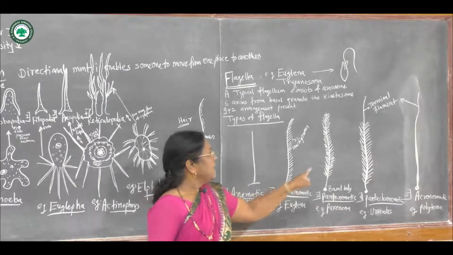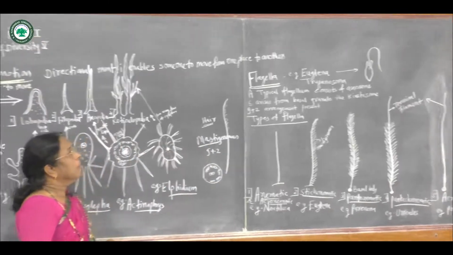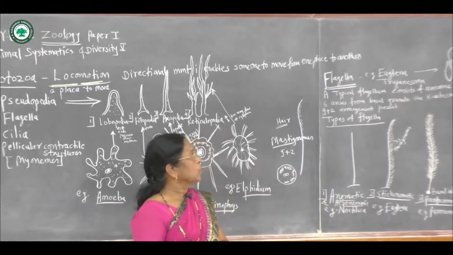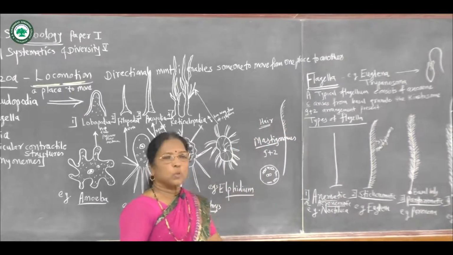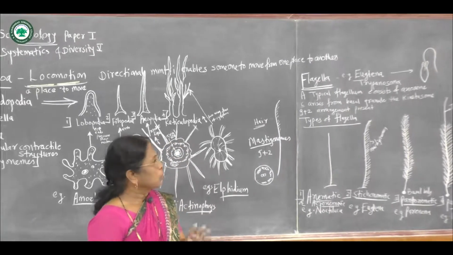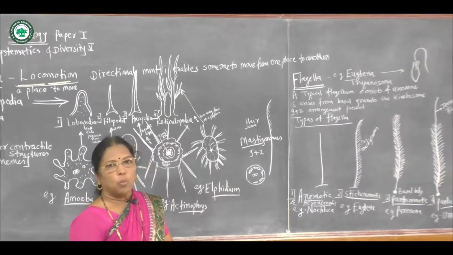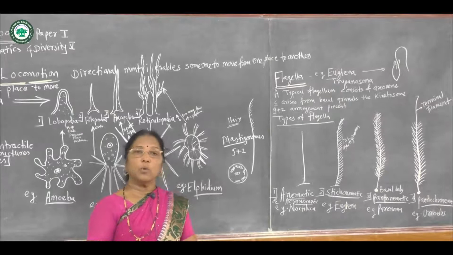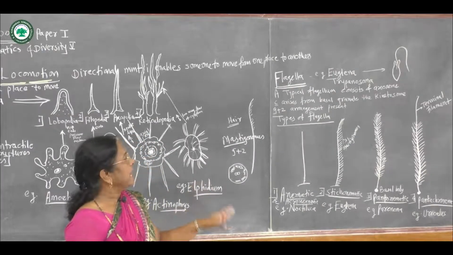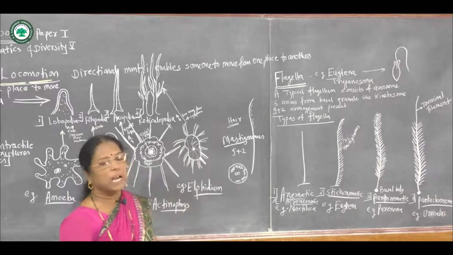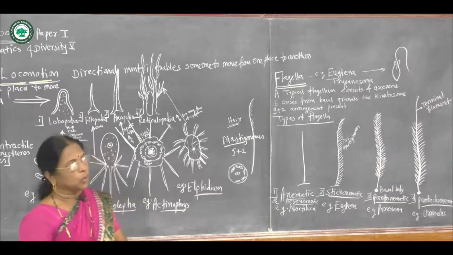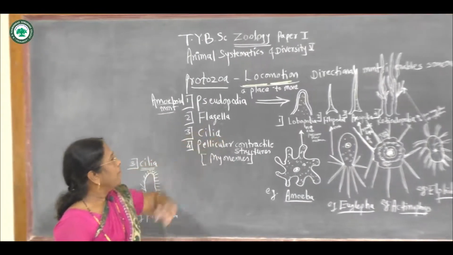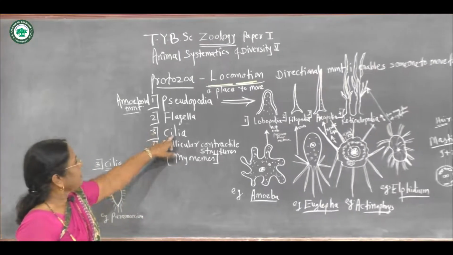These are the types of flagella, and the movement or locomotion in animals like Euglena, Trypanosoma or flagellate animals shows this type of flagellum, which helps for locomotion in protozoa. They are called flagellar locomotion, the organelles which help for locomotion with the help of flagella. This is the second type of locomotor organelles present in protozoa. Third, the cilia.